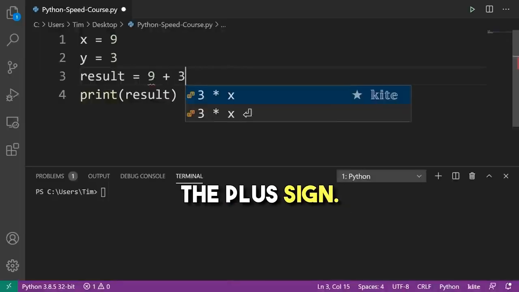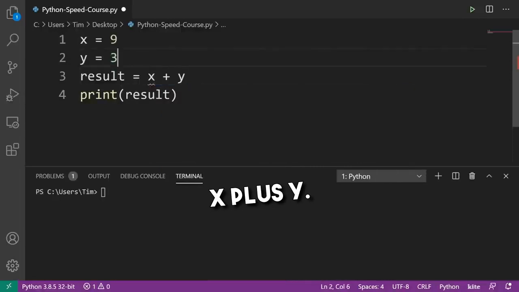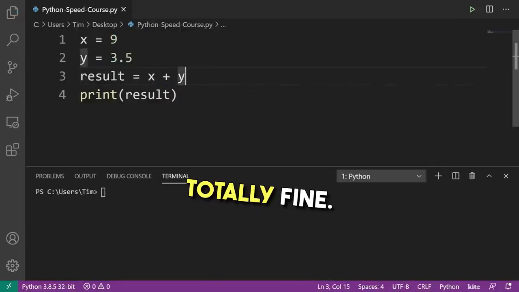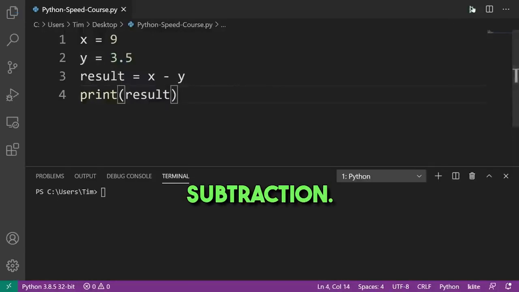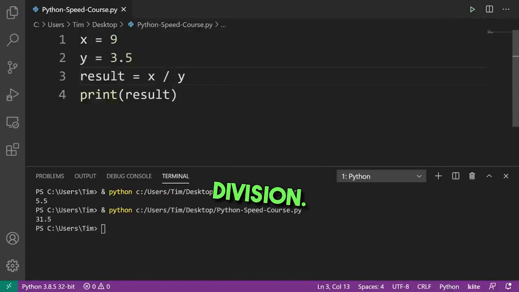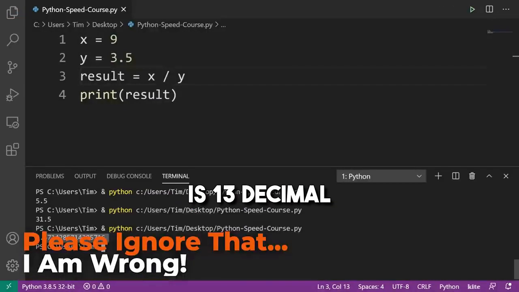First one is the plus sign. We can add 9 plus 3, or in this case, I could add x plus y. So x is 9, y is 3. If I make this 3.5, this works totally fine. Of course, I can do the subtraction. I can do the multiplication, which is an asterisk, and I can do the division. Just keep in mind that the maximum precision in Python, I believe, is 13 decimal points.